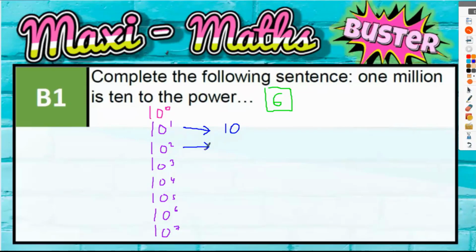10 to the power of 2 is 10 times 10, which is 100. 10 to the power of 3 is 10 times 10 times 10. 10 times 10 times 10 is 1,000. 10 to the power of 4.